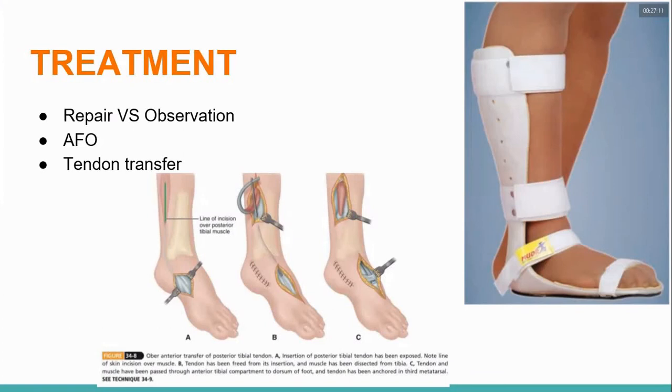Whenever you are waiting for the nerve to recover, you have to make sure that the involved joint does not go into contracture. For that, you have to give an ankle foot orthosis. You have to maintain the neutral position of the ankle. So give an ankle foot orthosis whenever you are observing, or whenever you have done a repair and you are expecting the nerve function to come back.